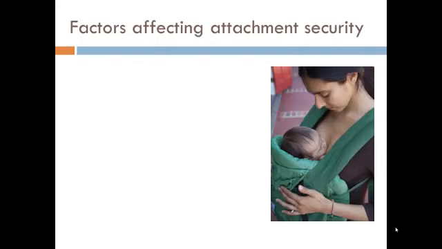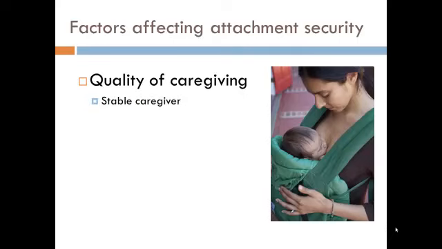So you've probably gleaned that parenting is one of the most important factors in determining attachment security, and that's true. Quality of caregiving is the number one contributor. So the things that a caregiver needs to develop a secure attachment with their infant is first being stable. Stable means that you respond to the needs of the baby every single time. Additionally, you have to respond quickly and appropriately.